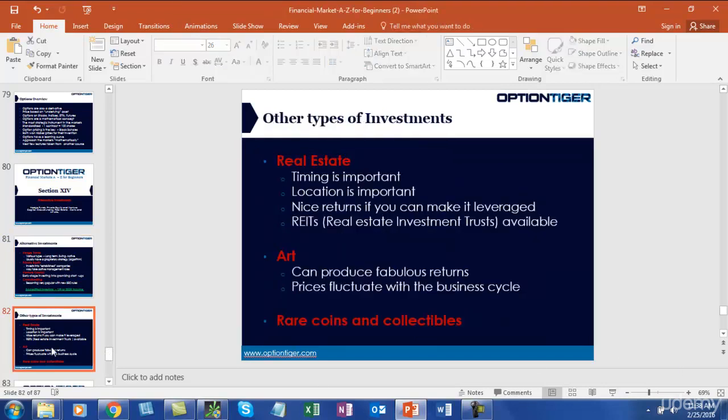Then there are the other types of investments, like real estate. These are not really financial assets. With real estate, obviously, timing is important. Location, location, location, that's important. You can get nice returns if you make your investments a little leveraged. What we mean is, say it's a $1 million house and you pay 200,000. If you can make a profit of 400,000, that's a 200% return on what you paid. That is a leveraged return. If you can keep doing multiple ones of these, obviously it can be a very good investment. Now, you have something called REITs, R-E-I-T-S, Real Estate Investment Trusts.